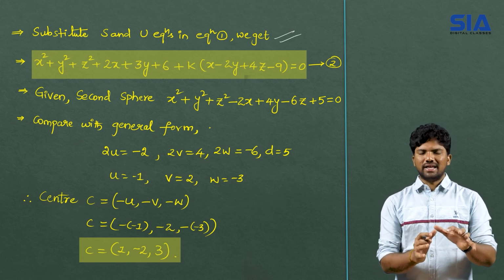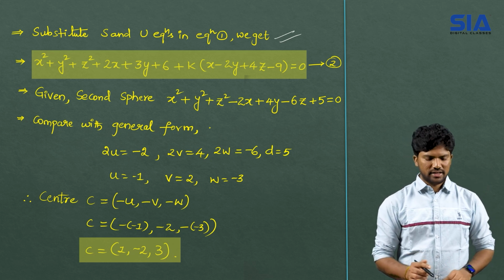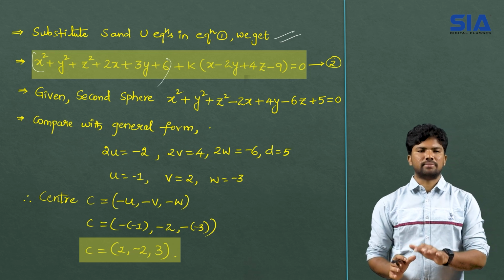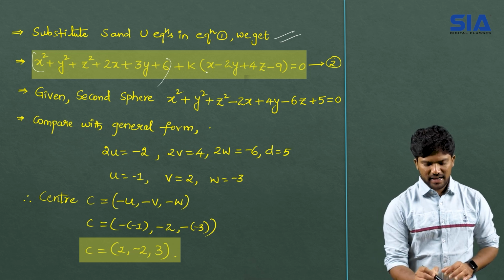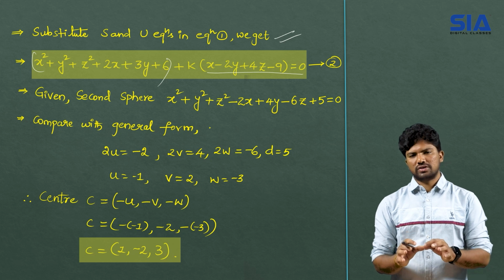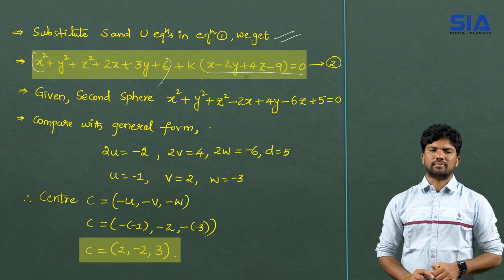Substitute capital S and capital U values from the given circle in equation number 1, then we will get x square plus y square plus z square plus 2x plus 3y plus 6 plus k into U. What is the U value? x minus 2y plus 4z minus 9 is equal to 0. We are taking that as equation number 2.